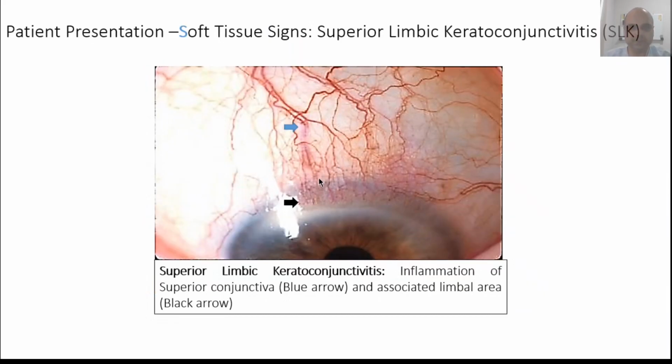This is superior limbic keratoconjunctivitis, and as you can see, the superior conjunctiva together with the limbal area has inflammation. Remember, cornea is avascular, as is limbus. Now we have these fine vessels across the limbus. You can say pannus formation. We did pannus formation when we talked about keratitis. So this is again because of friction between the lid and the conjunctiva, both tissues being edematous.